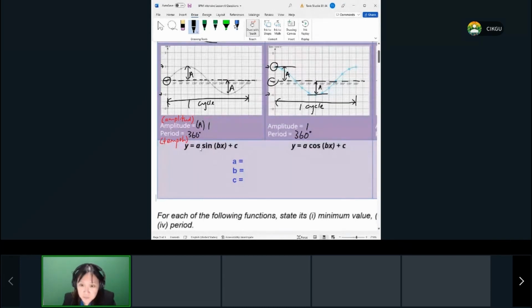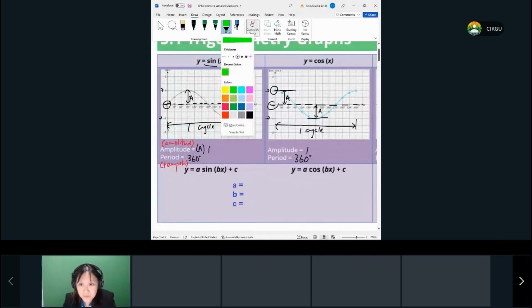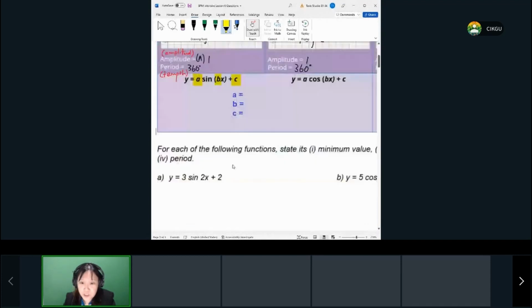Now, instead of a normal sine function, just y equals sine x, we do some modification. We add on some constant values A, B, and C. I put a constant A to multiply with the sine, and instead of x, I put a B to multiply with the x within the bracket. And then I put another constant plus C at the back. Each of these values depends on the question, and later we're going to do some practice.